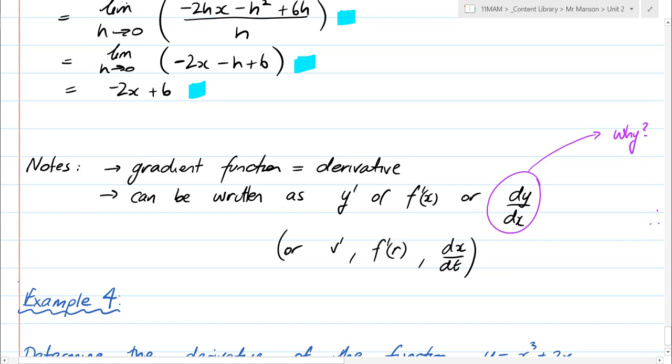It can be written as, if you've got the function in terms of y equals f of x, y equals x squared or something, it can be written as y dash. That's pretty common. It is the lazy way, and it's got a couple of problems associated with it with a couple of question types, which I'll explain. It could also be written as f dash of x, which has got the same problems as y dash. And then it can be written as dy dx.